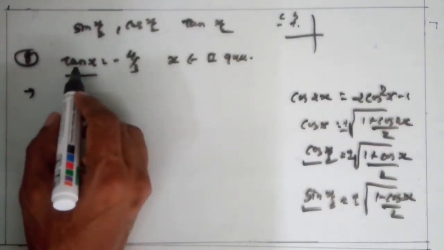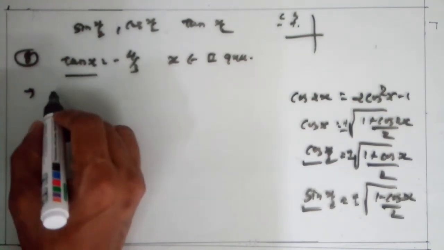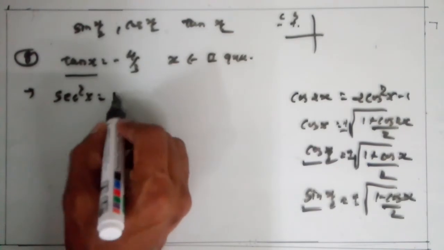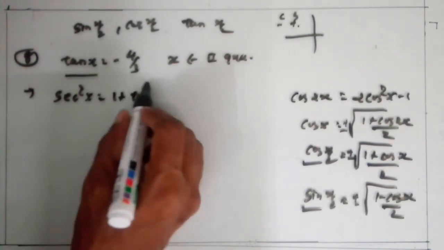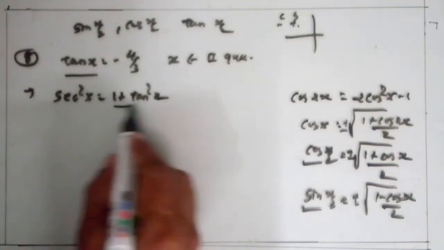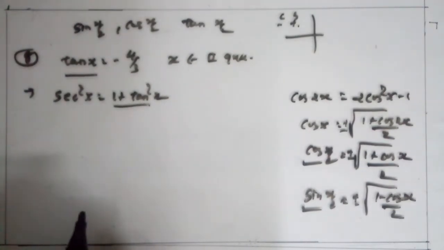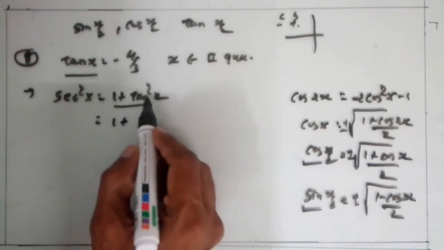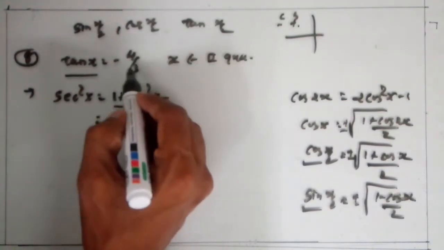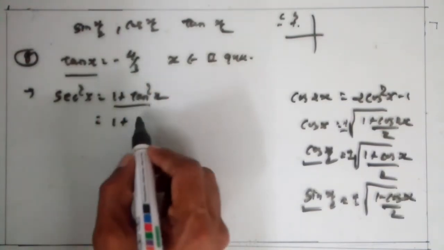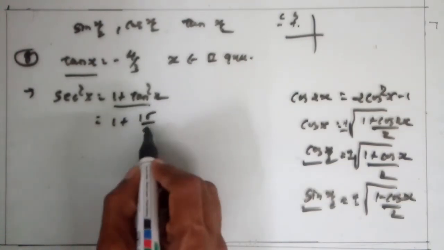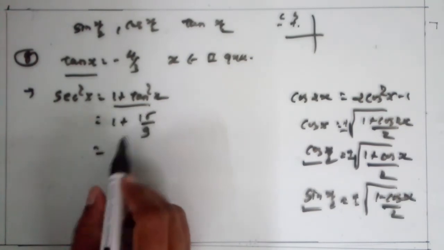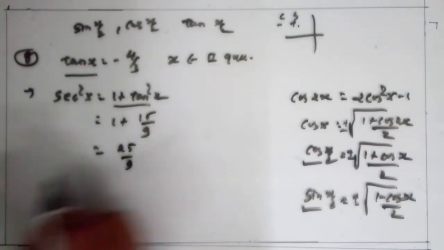Here we know the identity, sec square x is equal to 1 plus tan square x. 1 plus tan square is equal to sec square, you know that. So is equal to 1 plus tan x is minus 4 upon 3, and square of this is 16 upon 9. Clear? So is equal to 9, take LCM, 9 plus 16, 25 upon 9.